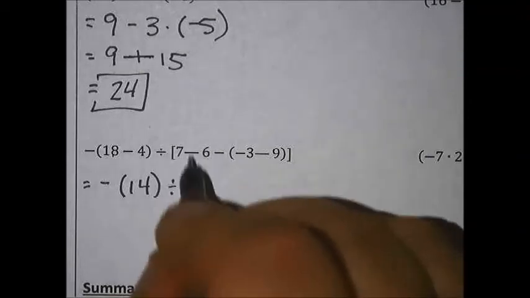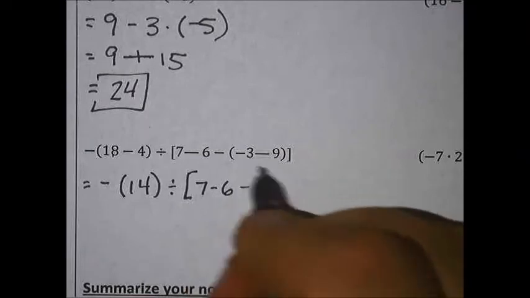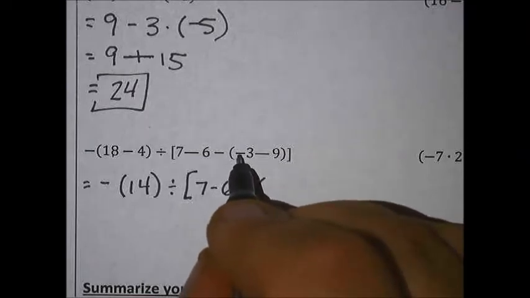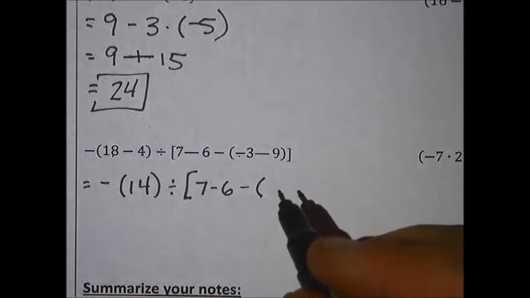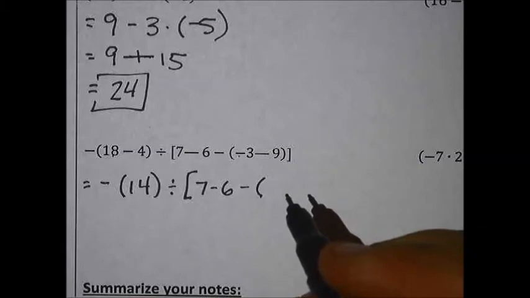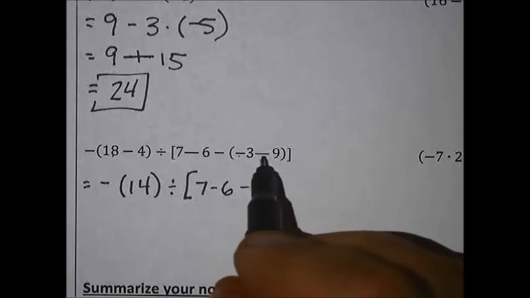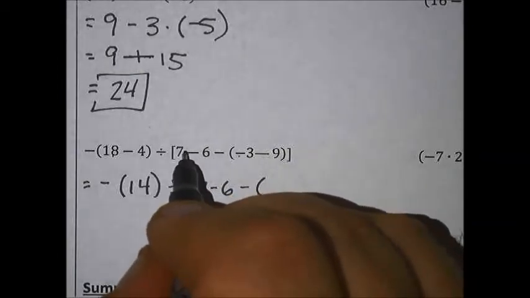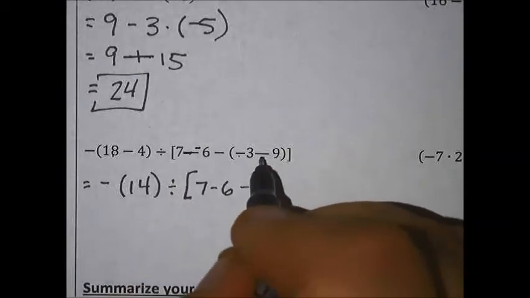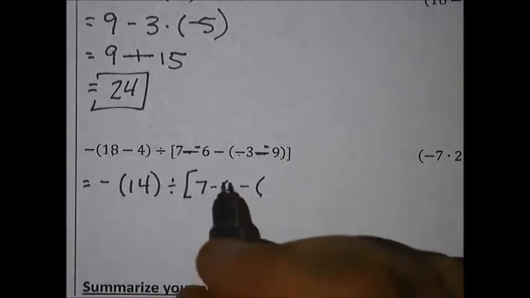I can't do anything with this stuff. I have 7 minus 6 minus this set of parentheses. Negative 3 minus 9. So, all right, it's kind of looking like something got a little bit messed up here. That's a really long negative sign, along with that one. I think that's supposed to be minus a negative 6 and minus a negative 9. Okay, just a computer mix-up.